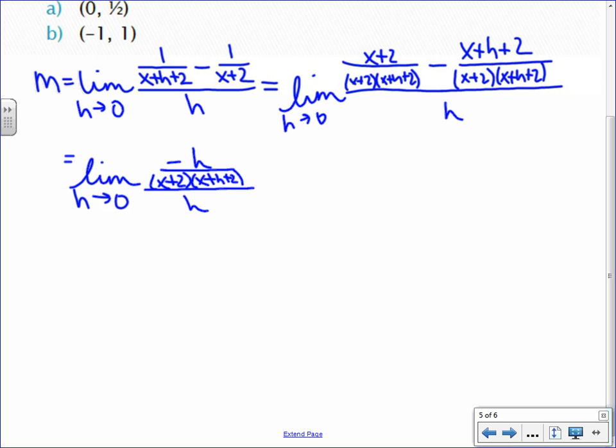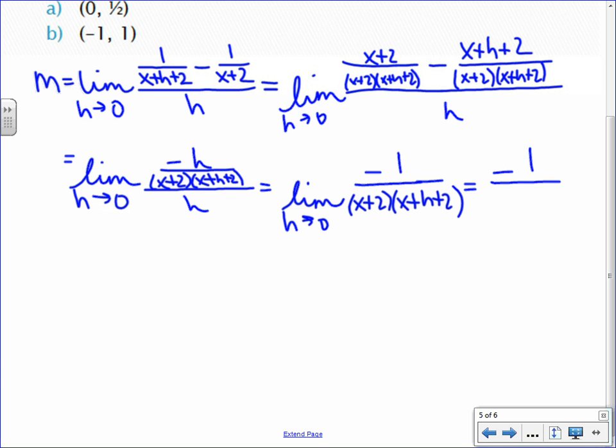Okay. Then what did we do from here? We multiplied by the reciprocal, so we were left with negative 1 over x plus 2 times x plus h plus 2. We can finally evaluate the limit. Remember, we're plugging 0 in for this variable h. And so we're left with negative 1 over x plus 2. Very good. So here's our formula for the slope.